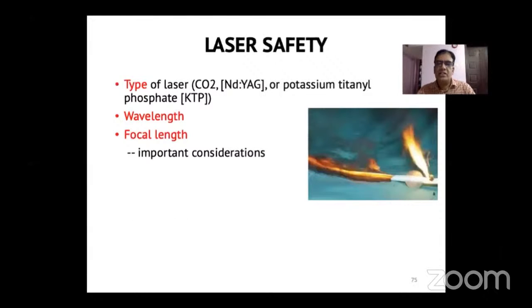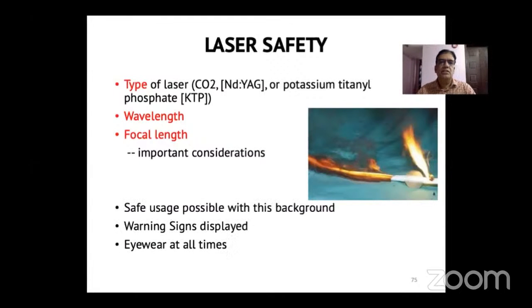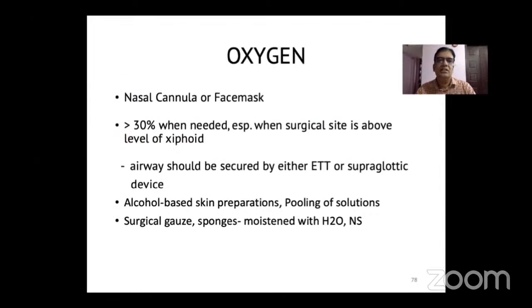Laser safety is another one in the perioperative period. In the intraoperative period, whenever a laser is used, there is a risk of fires, and we should be very careful, especially as anesthesiologists. It depends upon the type of laser, the wavelength, and the focal length with respect to the fire. So any warning signs must be clearly displayed before the start of the procedure itself, and all the personnel in the vicinity must use eye protection.